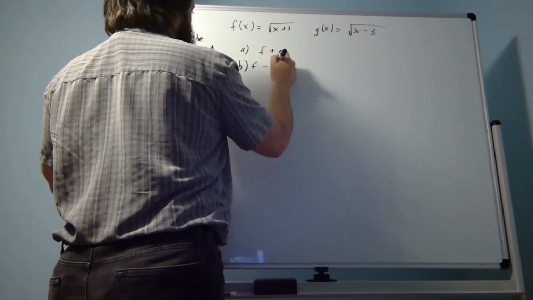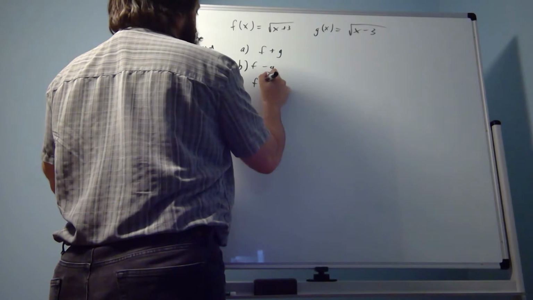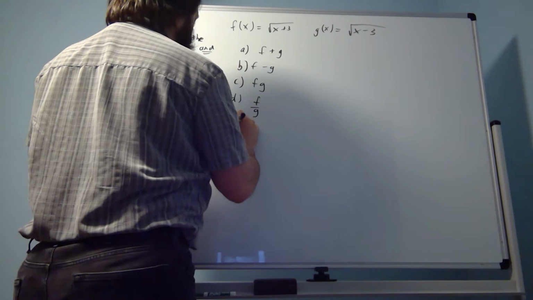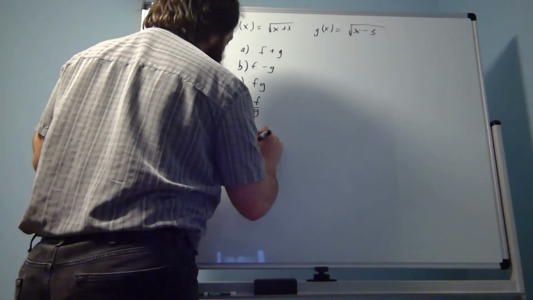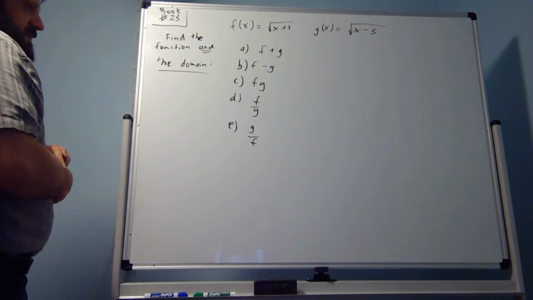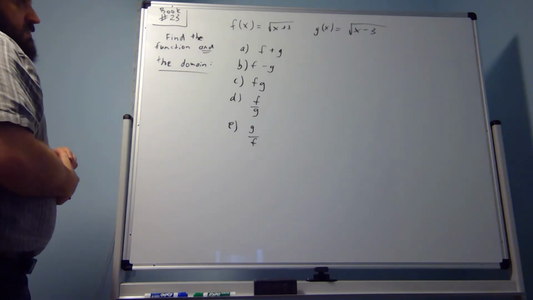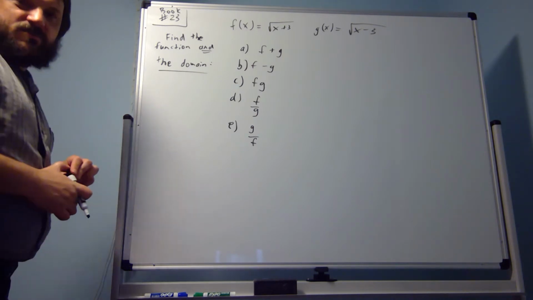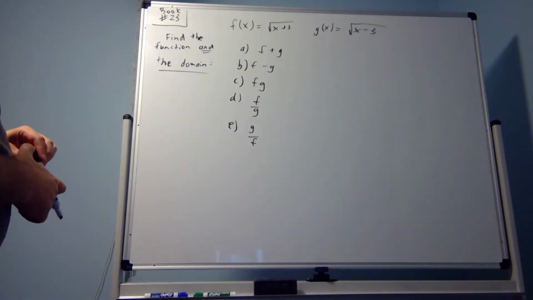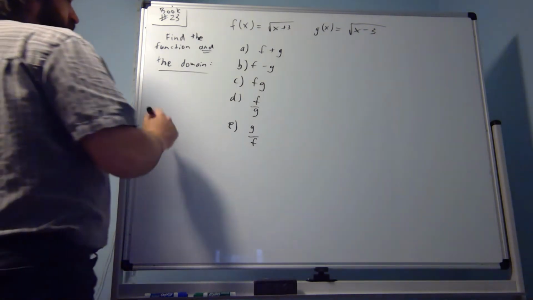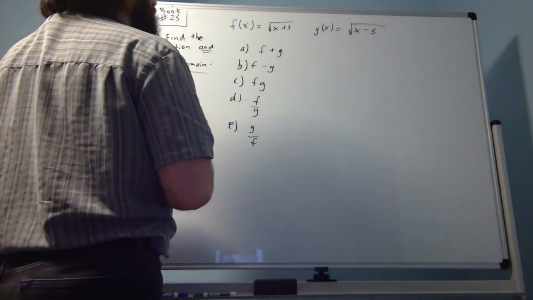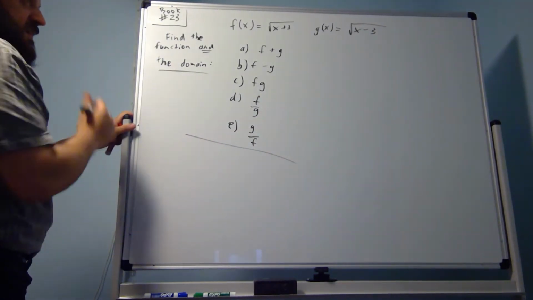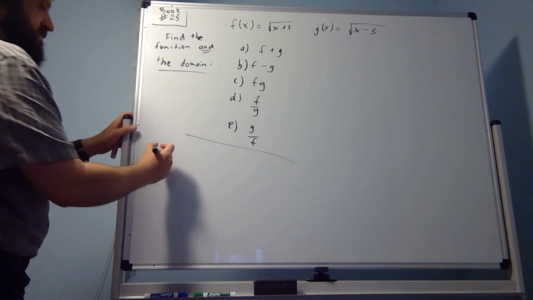We have f plus g, we have f minus g, we have fg, we have f over g, and then g over f. Let's see if that's anything different. There's a bit to think about here. So let's do a little bit of review. Let's look at f and g separately first. So this might be of interest.